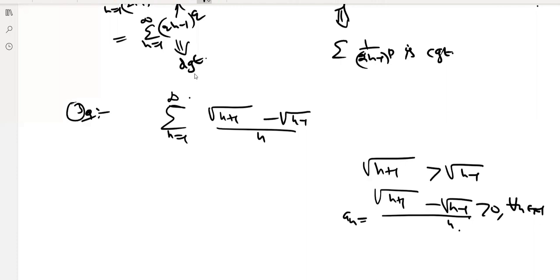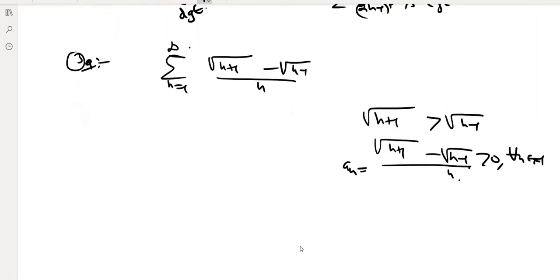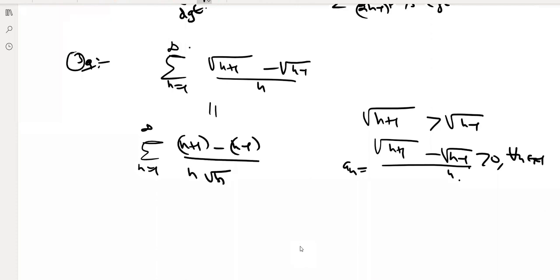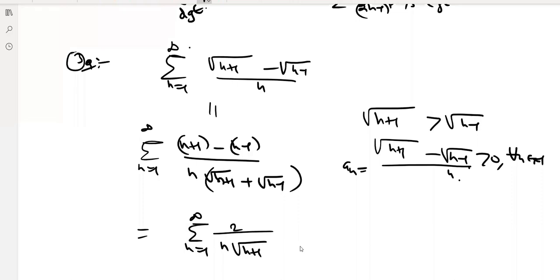So whenever your original sequence is positive, you can deal with limit comparison tests, right? Already told you, whenever you are given a series like this, you can convert it by taking the rationalization. So what you get? n plus 1 minus n minus 1, divided by n into root of n plus 1 plus root of n minus 1, by rationalization, right? This can be rewritten as summation n equals 1 to infinity, n cancel, this is 2 by n into root of n plus 1 plus root of n minus 1.